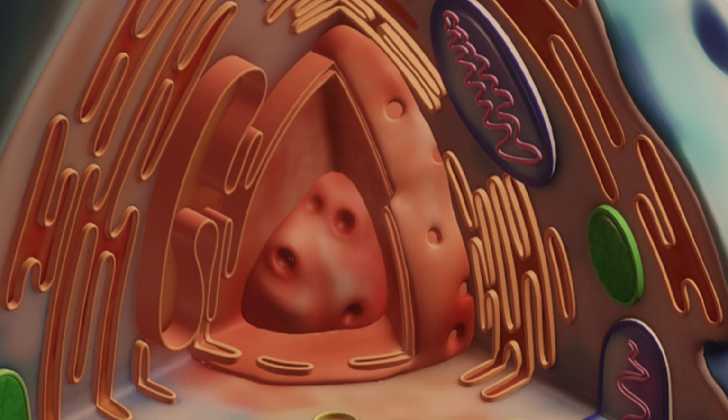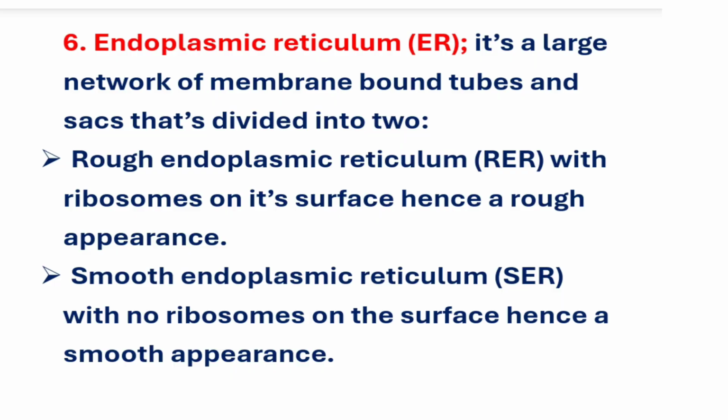Endoplasmic reticulum is a large network of membrane-bound tubes and sacs in the cell that plays a major role in protein and lipid synthesis, transport, and detoxification. It is connected to the nucleus and helps move materials throughout the cell. It's like the highway inside the cell.